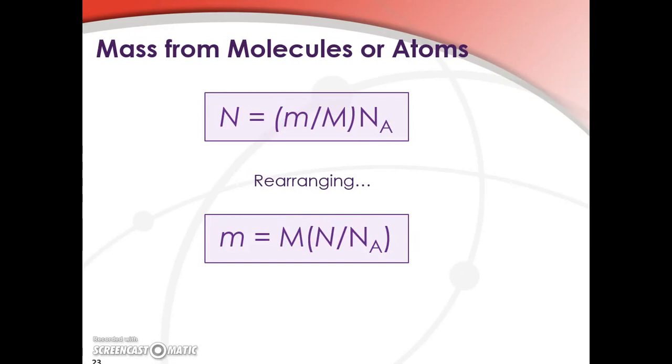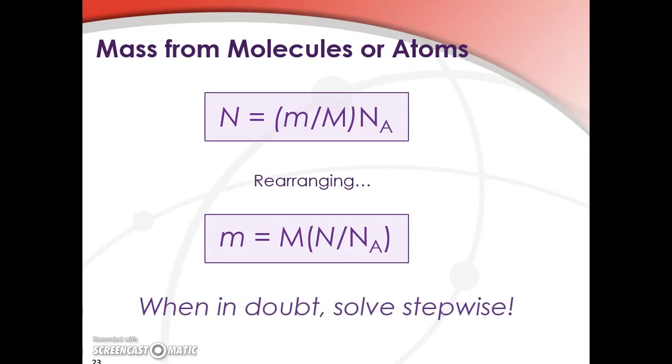Having said that, really you don't need to do this in one step. If you don't want to, you can always solve this stepwise, where you take the number of entities divided by Avogadro's number to get the number of moles, and then multiply by the molar mass to get the mass. And you can always do this if you wish.